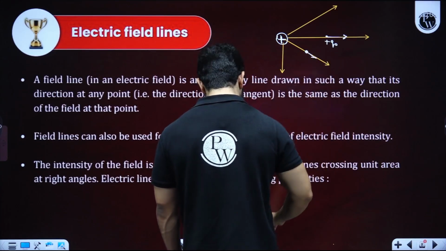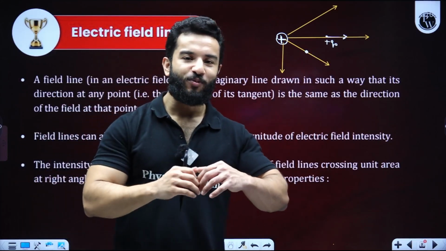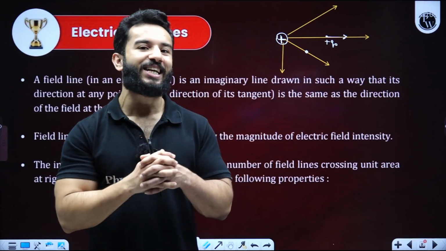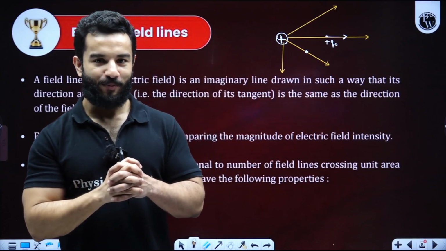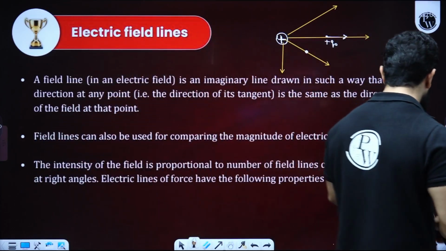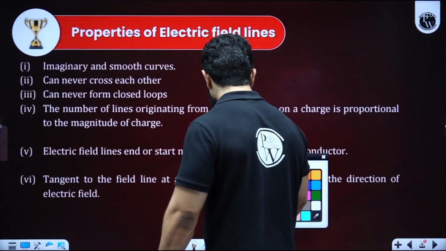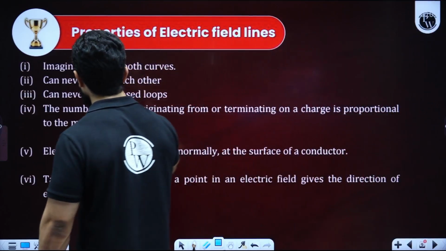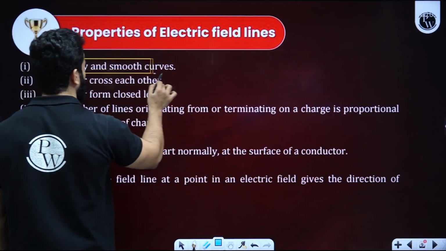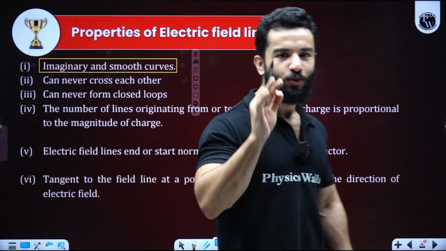I mean, obviously, sir, what's so new about it? When we are going to have more than one charge, then these electric field lines will actually serve their purpose, right? Now let's move step by step. First of all, these lines are imaginary and these are smooth curves. That means you are not going to have sharp turns. These are going to be smooth curves, right?